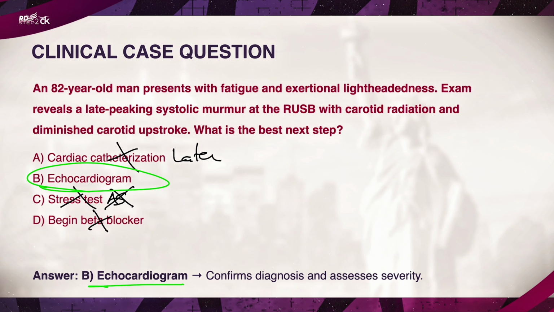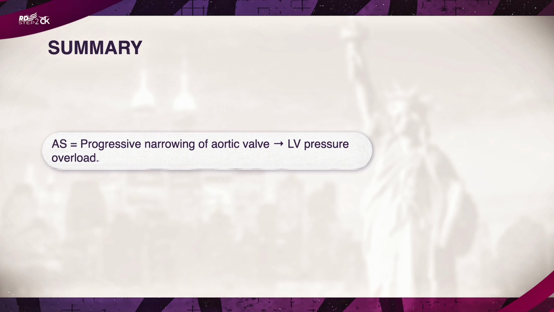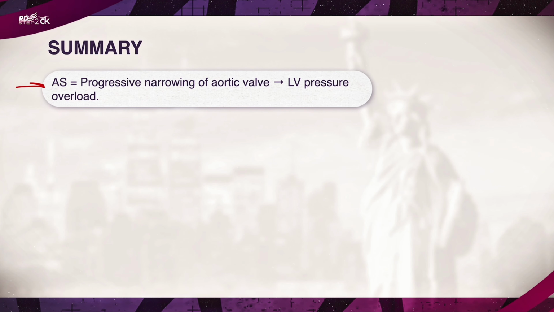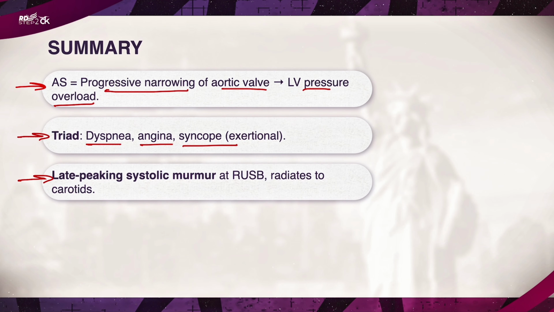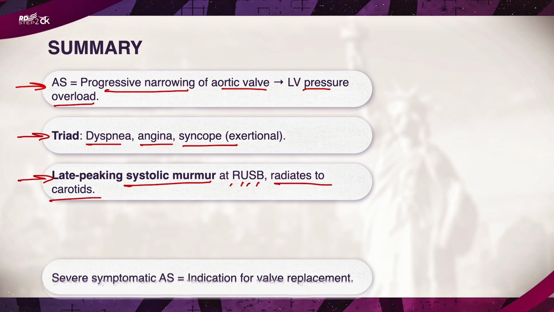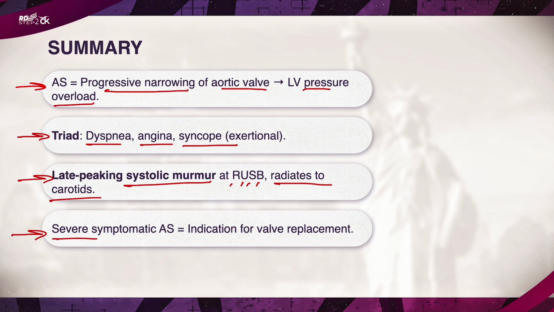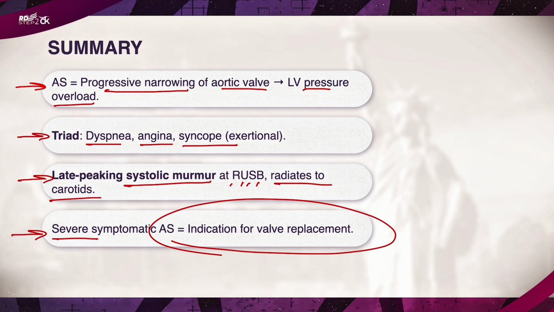Pretty simple, right? To sum it up, aortic stenosis is a progressive narrowing of the aortic valve that causes left ventricular pressure overload. The classic symptom triad is exertional dyspnea, angina, and syncope. On exam, look for a late peaking systolic murmur at the right upper sternal border that radiates to the carotid arteries. And remember, once symptoms appear, that's your cue. Severe symptomatic AS is a clear indication for valve replacement.